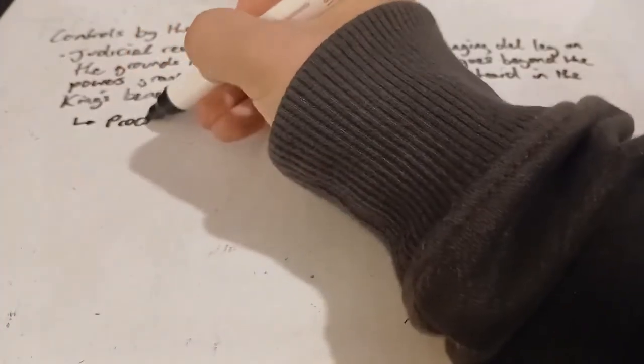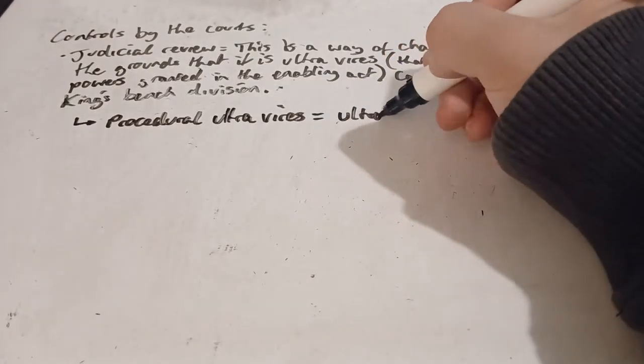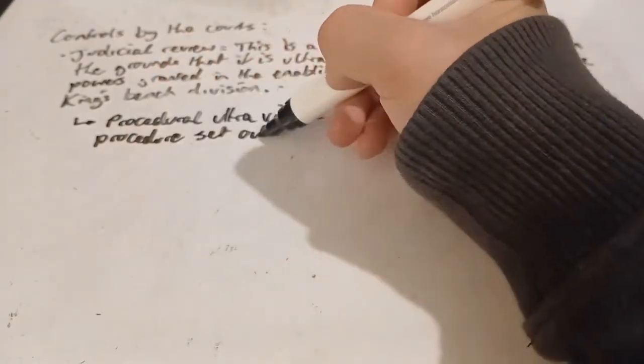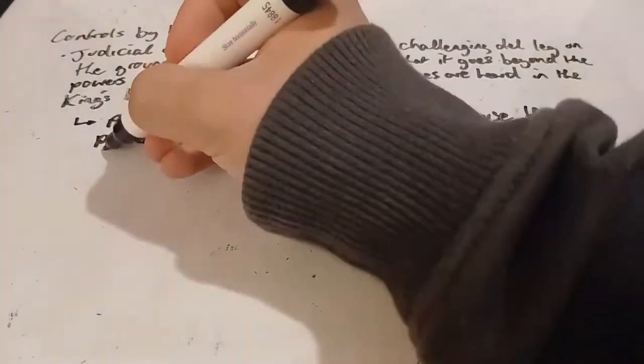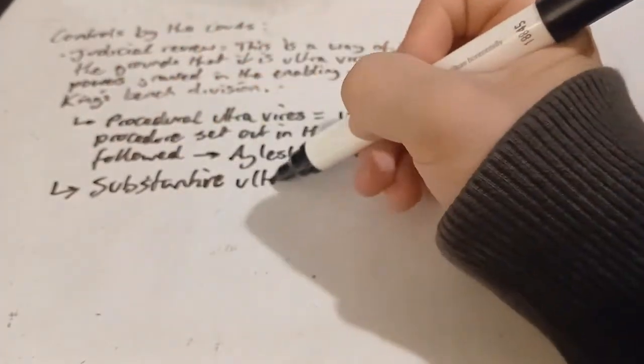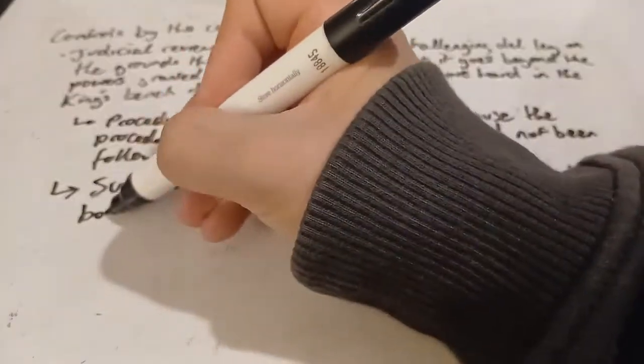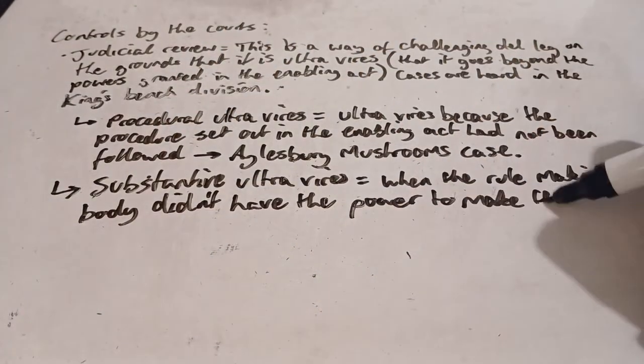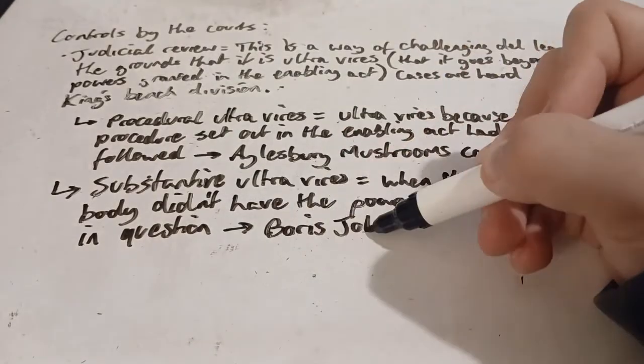There are 2 types of ultra vires, the first one of which is procedural, and this means that it is ultra vires because the procedure set out in the Enabling Act has not been followed, and this is seen in the Aylesbury mushrooms case. The second type is substantive ultra vires, and this is when the rule-making body didn't have the power to make the rules in question, and this is seen in the case of Boris Johnson.